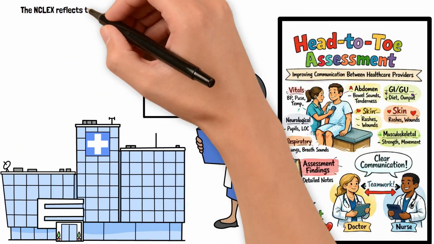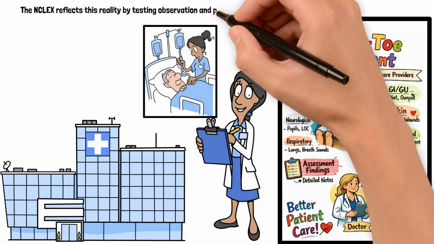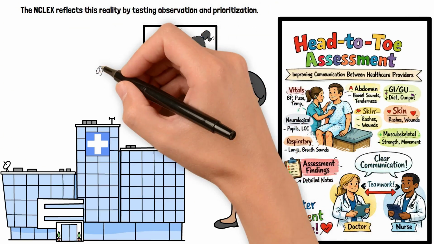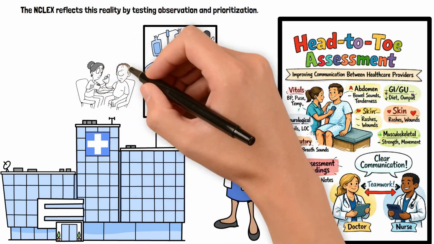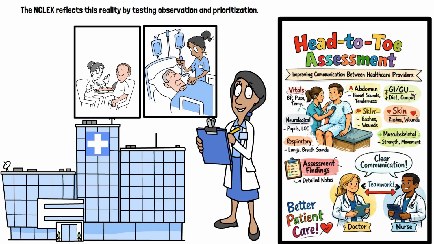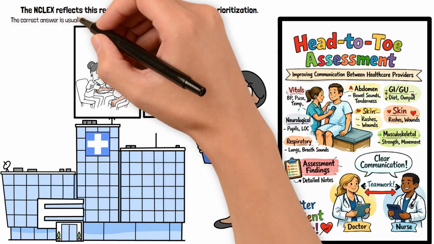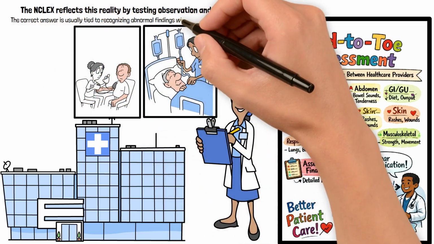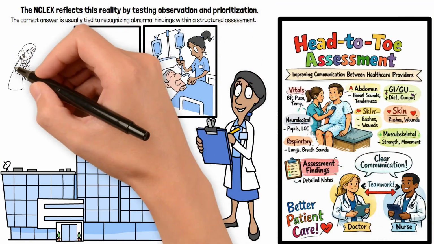The NCLEX reflects this reality by testing observation and prioritization. Questions often describe patient findings and ask what should be addressed first or which information is most concerning. The correct answer is usually tied to recognizing abnormal findings within a structured assessment.